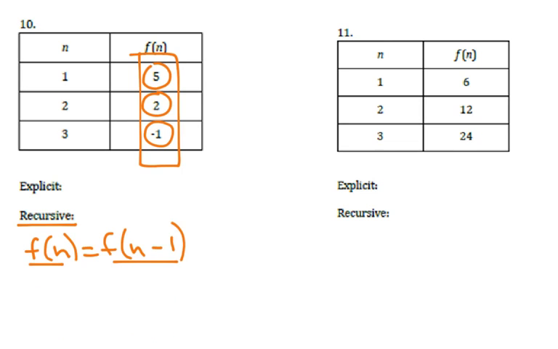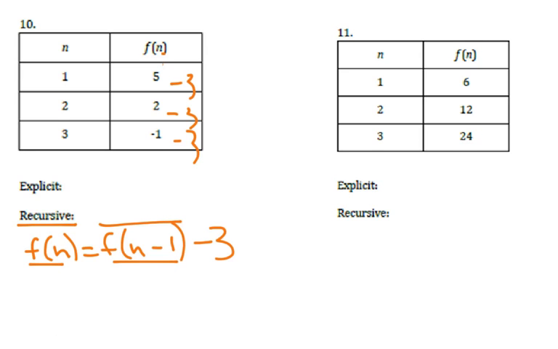So, how do we get from 5 to 2? From 2 to negative 1? Well, we're subtracting 3 each time. So we take that previous number and we subtract 3 from it. And then we have to say, well, where are we starting? What's our f of 0? We could write f of 1 equals 5, but it's a pretty good habit to get into to always find where that 0 would be. So we'd have to go up to 8. So f of 0 equals 8. That's our recursive.